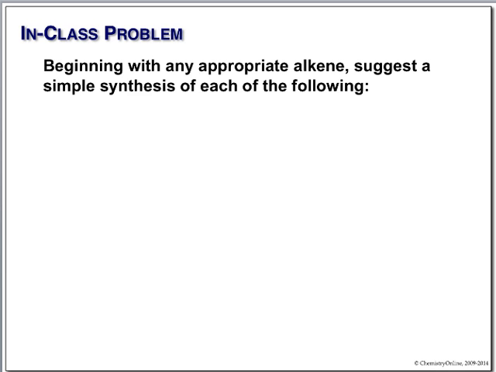Let's do another one. Look at this and say to yourself, what is it? Well, a hydroxyl group and a bromine. It's a halohydrin, isn't it? How many ways do I know to make halohydrins? Only one. That's to add HOBr to an alkene.